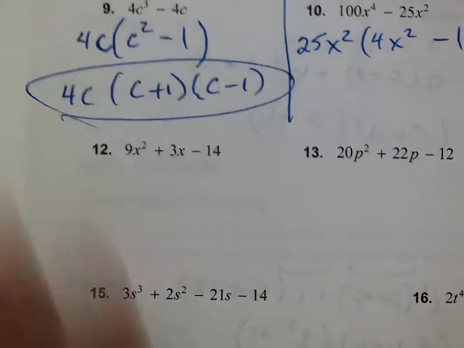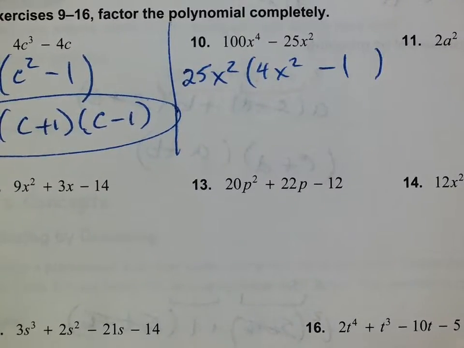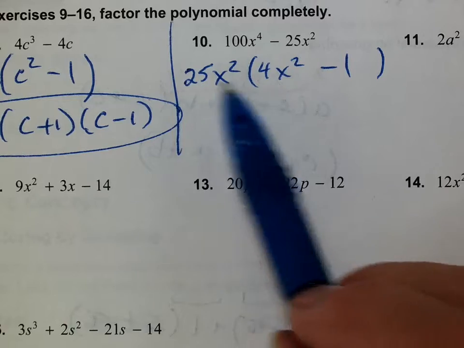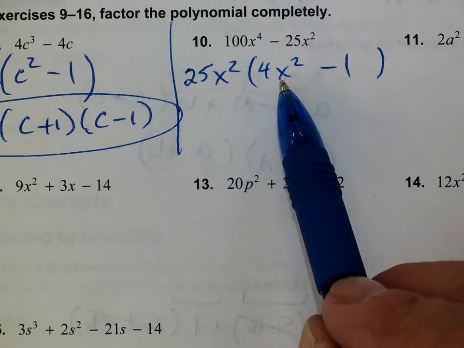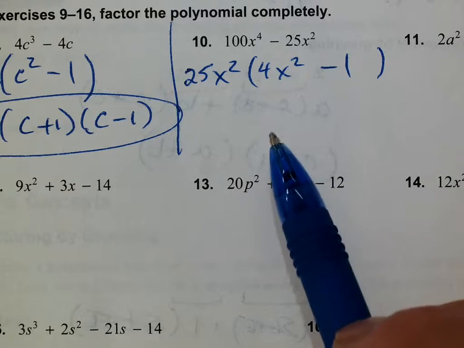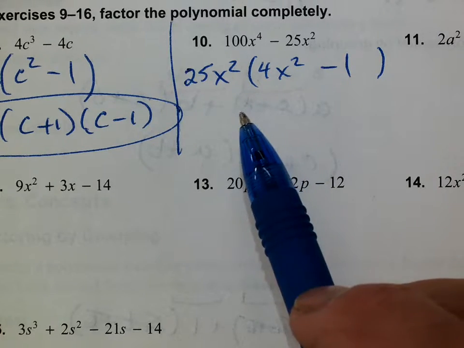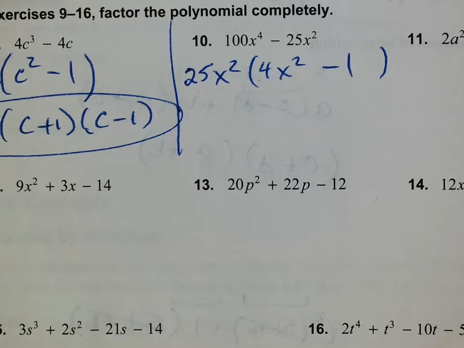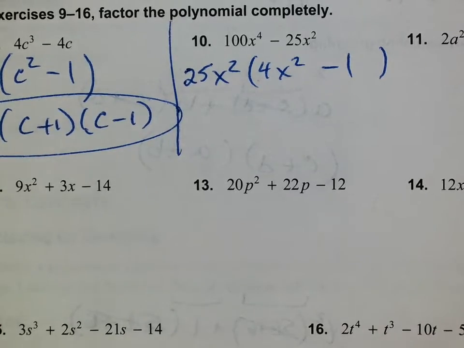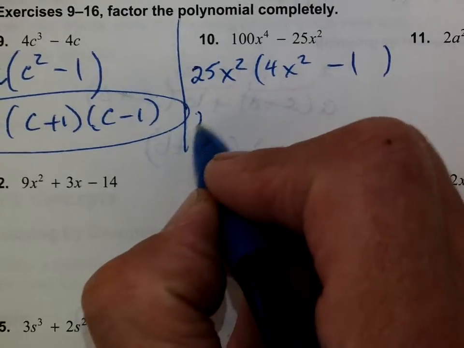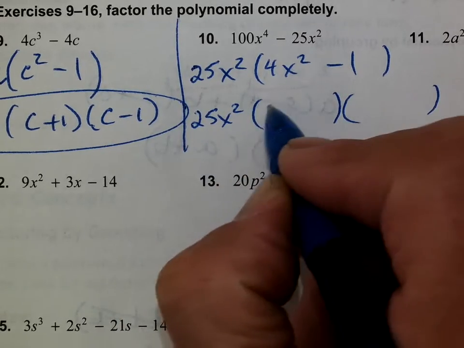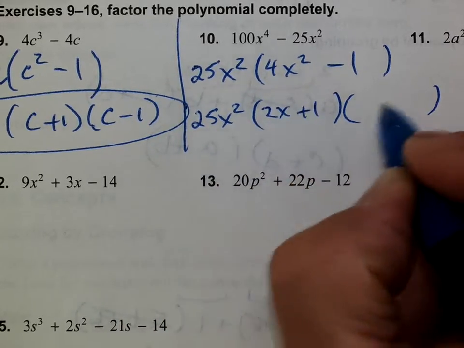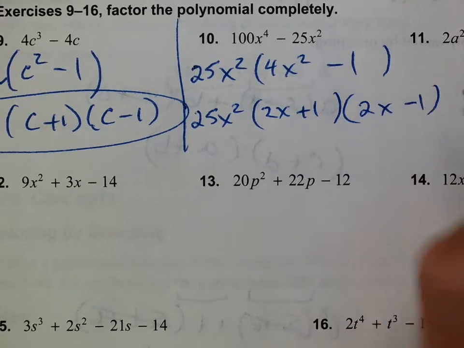Wait, I don't understand. Okay, go backwards. 25 times 4, x squared, and 25x. Oh, I understand that. Now, can you do something again? What are we going to do again? I heard 2x plus 1, 2x minus 1. Isn't that what I heard?